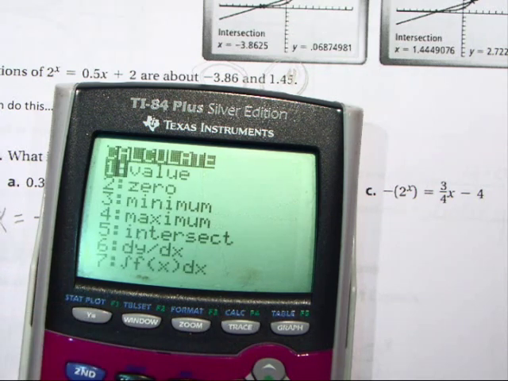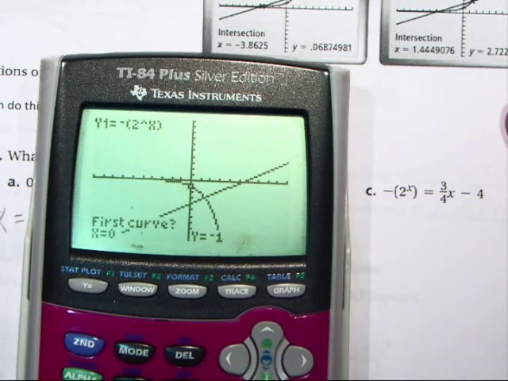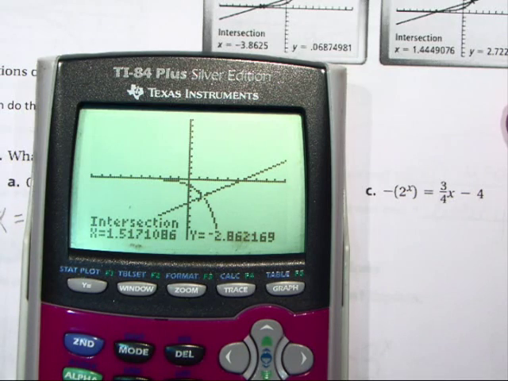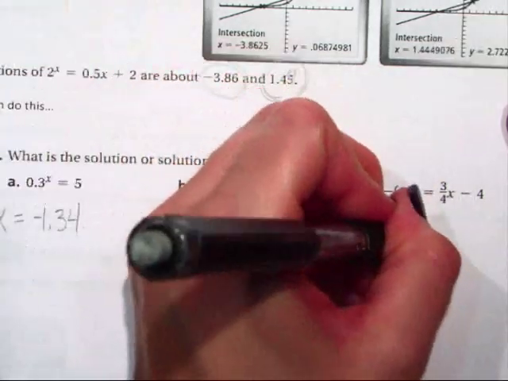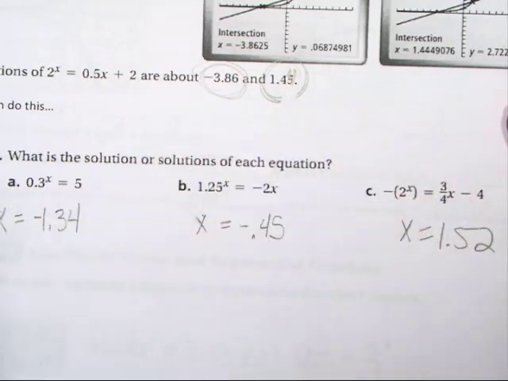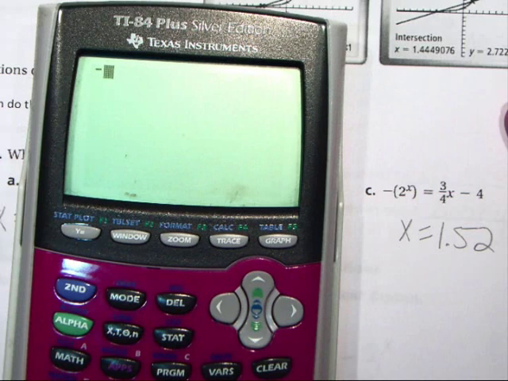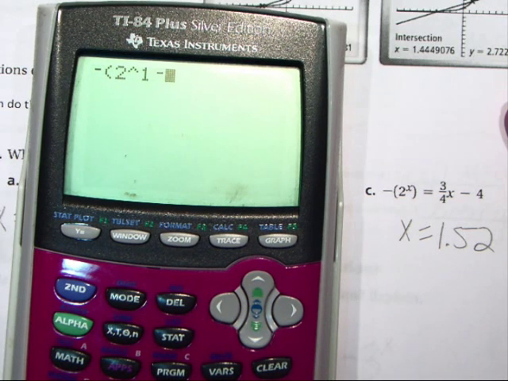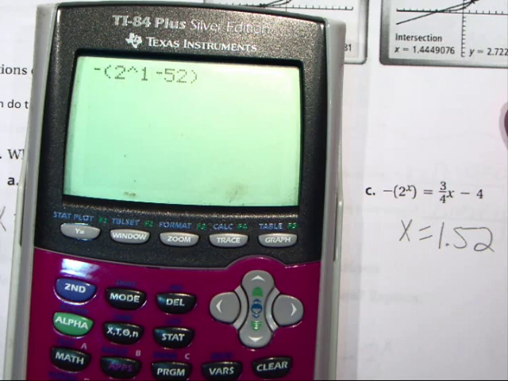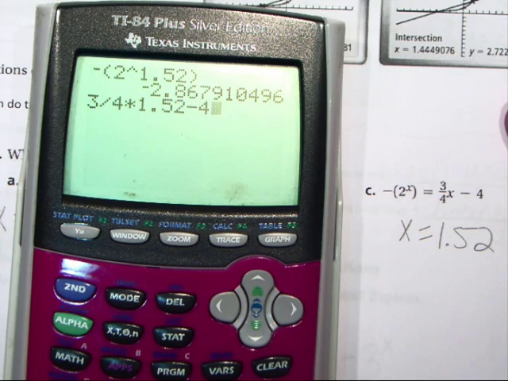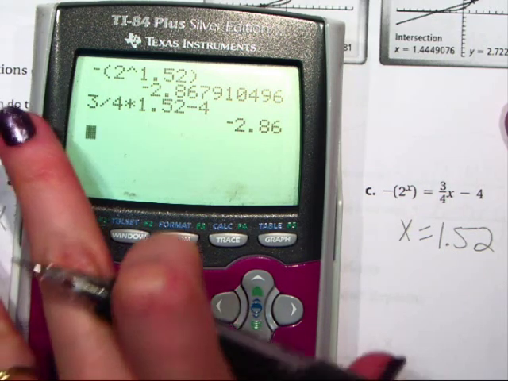I'm going to do second calc. Select number 5. Is it blinking on the curve? Yes. Is it blinking on the straight line? Yes. Take a guess. Enter. X is 1.52 when you round. So what does that mean? That means if you plugged that value in for x in both the equations, you're going to get around the same answer. So watch this. 3/4 times 1.52 minus 4. See how you get right around the same value? Again, why aren't they exactly the same? Because I had to round.